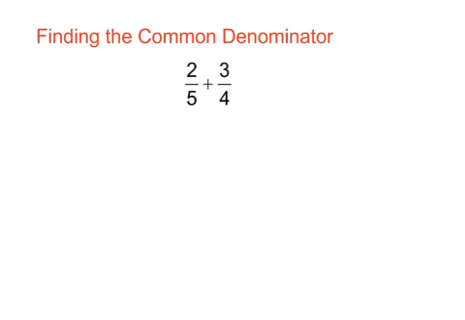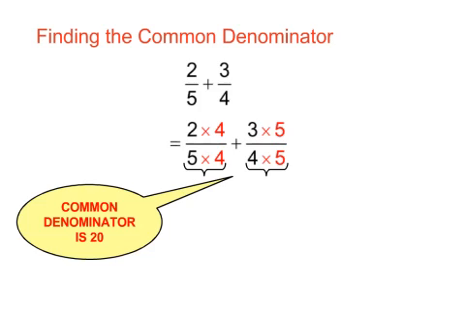But what happens if the denominators are not the same? Well, we need to now find the common denominator of 5 and 4, meaning what number does 5 and 4 divide into? That number is 20. So the common denominator is 20. And this is how we go about doing it.